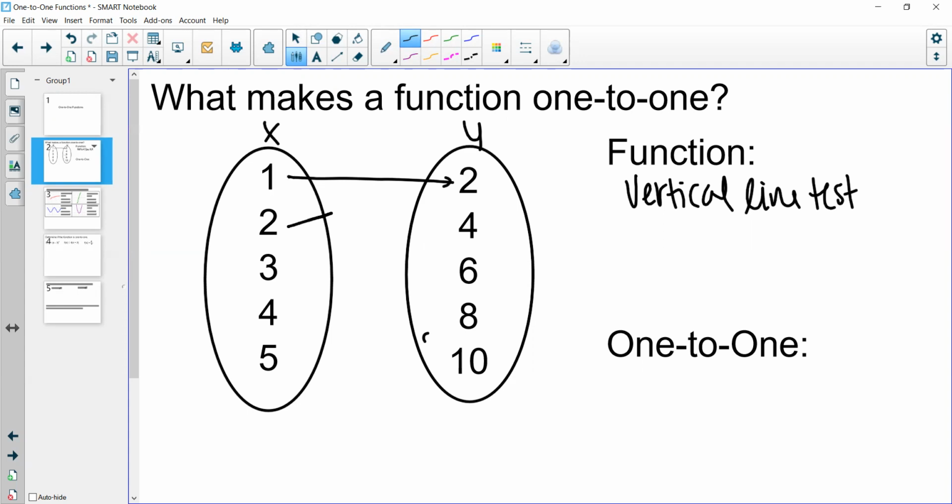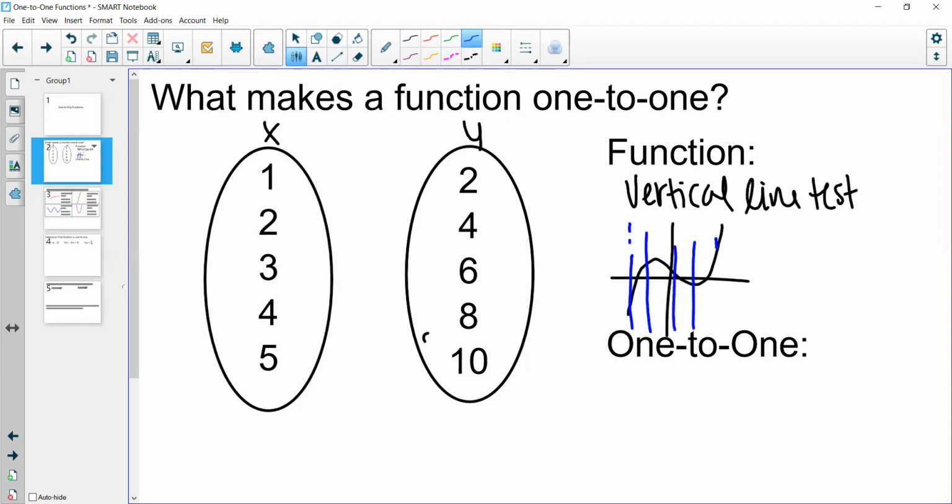Now, more than one number can go to the same y value for it to be a function, but each x only goes to one y value. And so what that looks like when we graph it is, if we have a function that looks something like this, the way that we check if something is a function is we do the vertical line test, which means that at any point, if I were to draw a vertical line through my function, I would only ever hit one point on my graph. And that's what makes it a function.